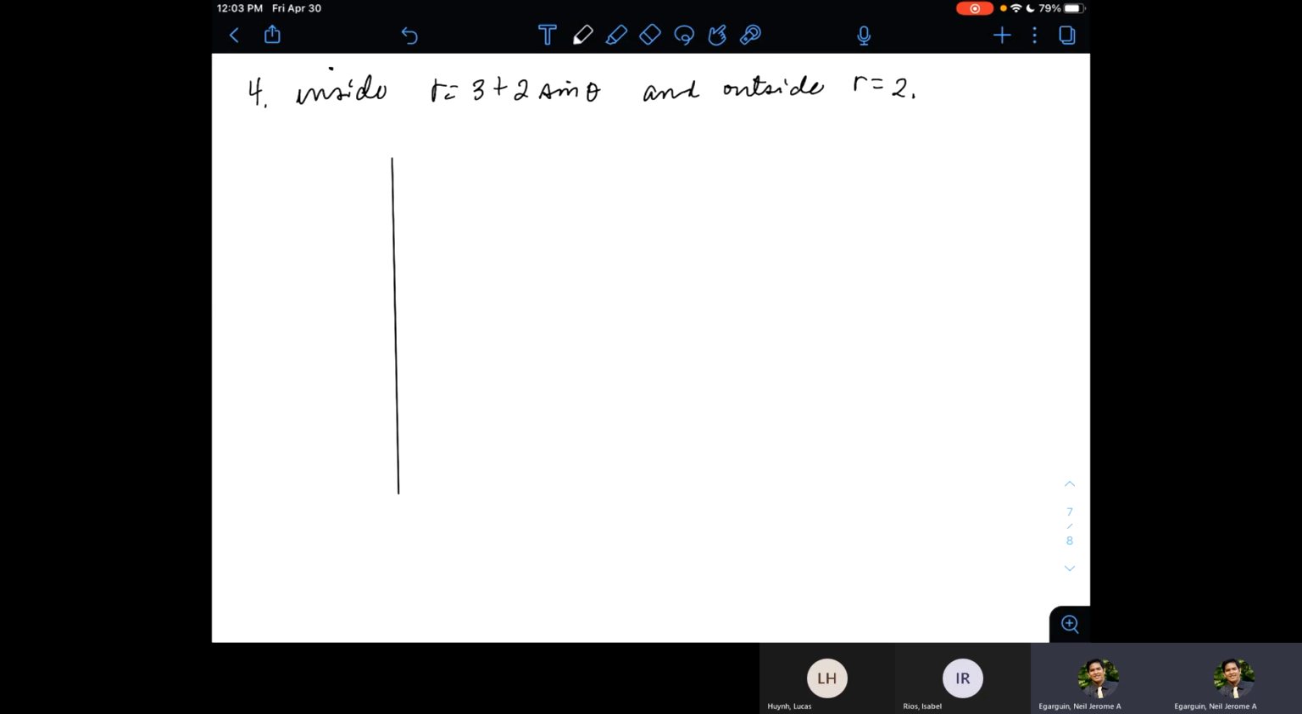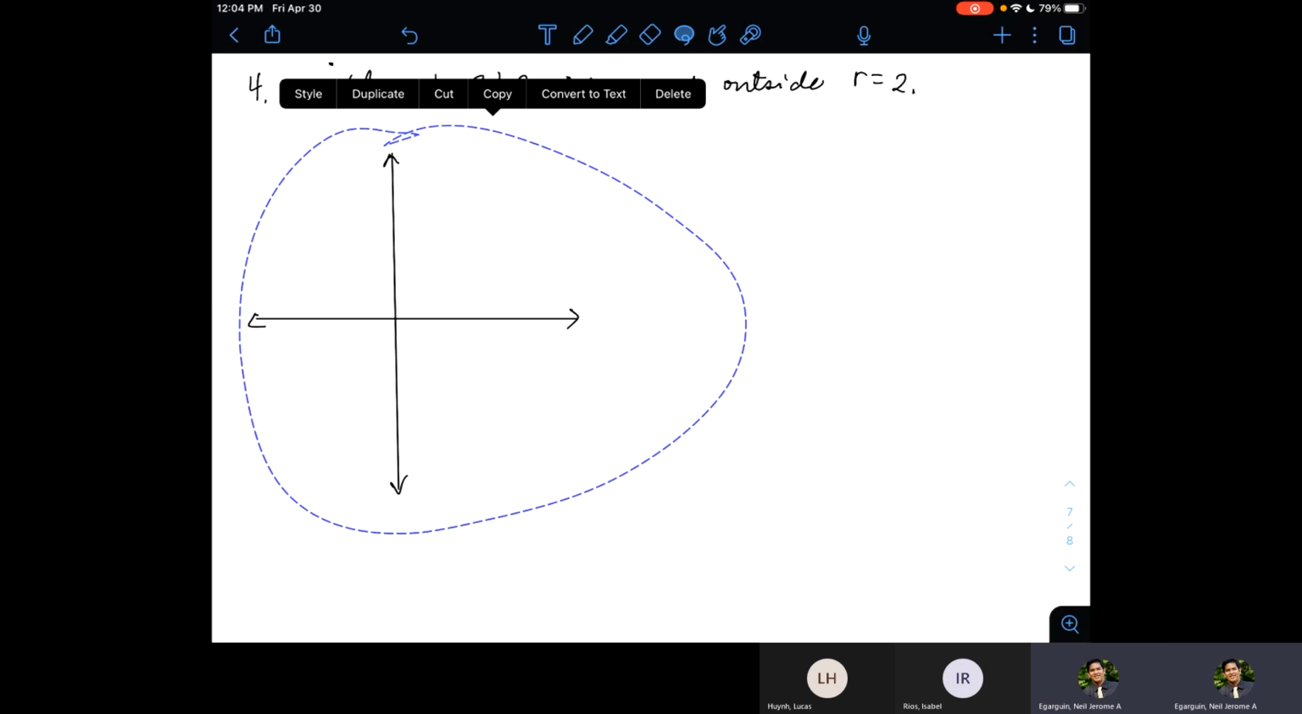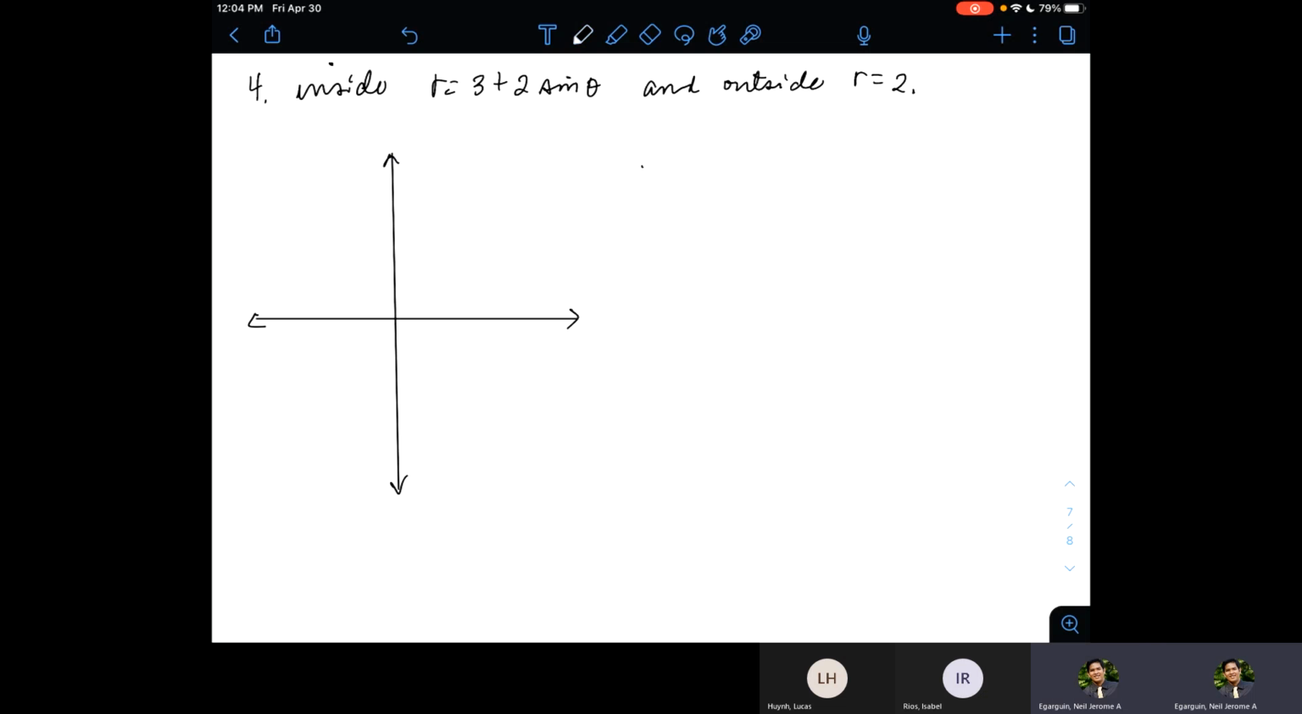Again, it would be great to have a nice idea of how the polar curves look and how they behave with respect to the angle theta. So let's sketch the graph. First we'll deal with r equals 3 plus 2 sine theta. Compare it with the form that we wrote last time. It's of the form a plus b sine theta, so this is a limaçon.